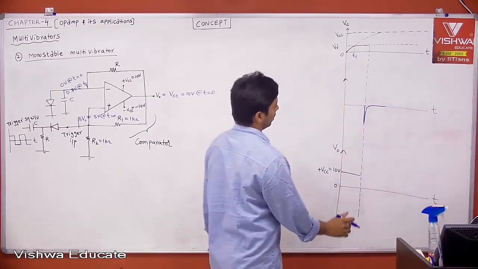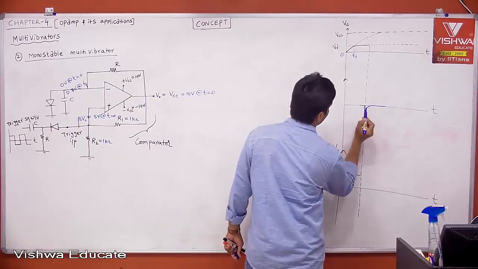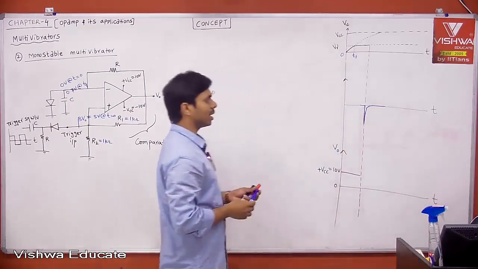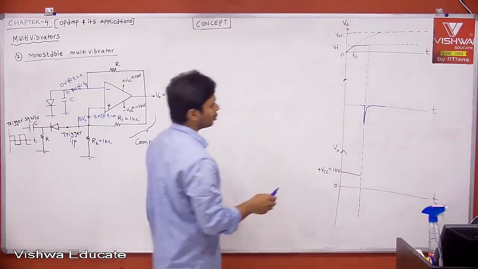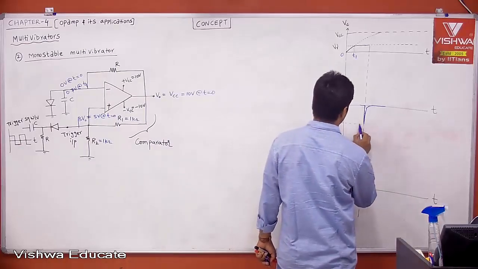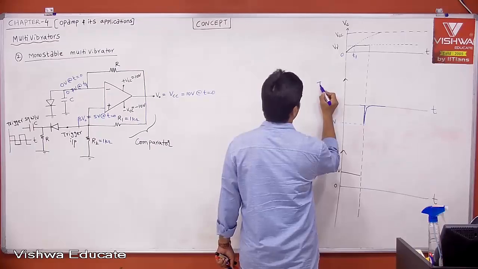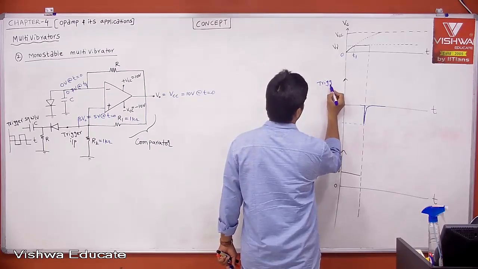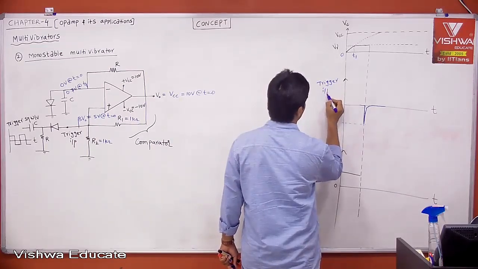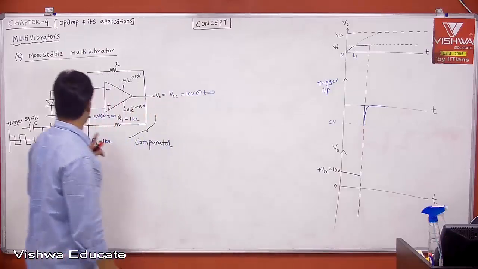I am applying trigger here. Whenever trigger is applied, this is your time t, new time, whatever it may be. Therefore, it should be minimum or it should be 0. The trigger voltage should go to 0. Therefore, this is your trigger input.